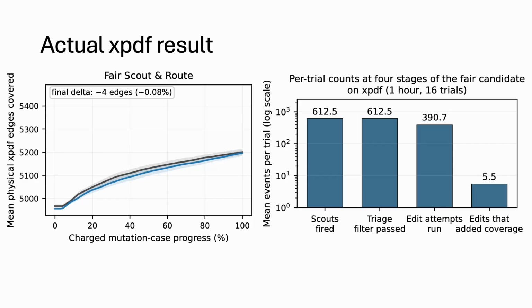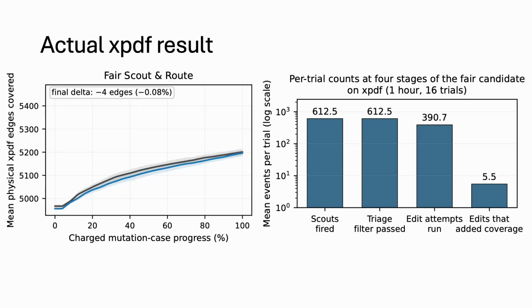So the bar graph on the right explains what's happening to some degree. You can see that the mechanism is working. The scouts are firing, and then many scouts end up actually having edit attempts, and therefore they're trying to route, but then there's this huge drop off from edit attempts to actual new coverage. That's an interesting effect that I didn't see as much in the micro targets, but essentially the edit step isn't powerful enough to turn most of them into actual durable progress.